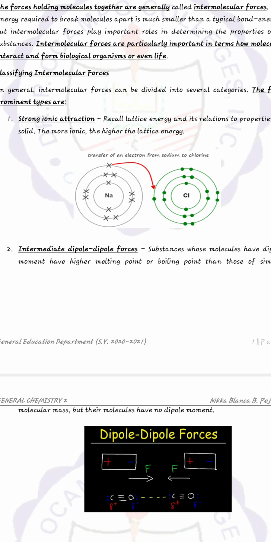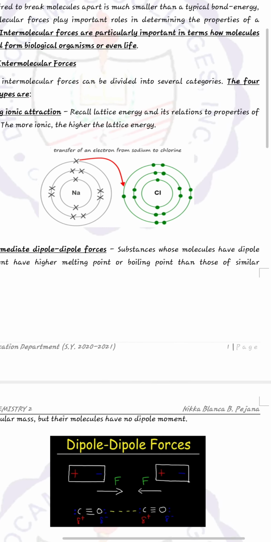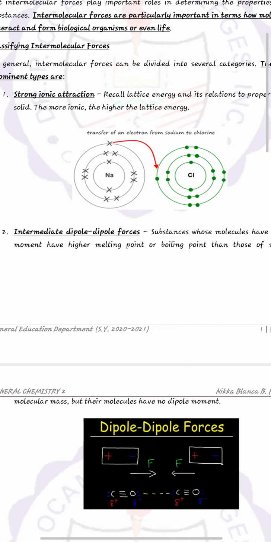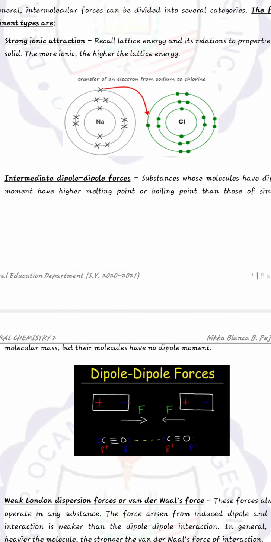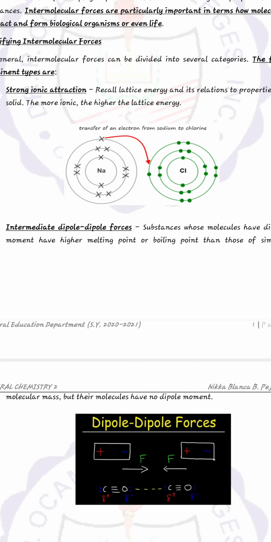Okay? So, meaning to say, for dipole-dipole forces, a substance whose molecules have a dipole moment has a higher melting point or boiling point than those of similar molecular mass whose molecules have no dipole moment. So it is very different from strong ionic attraction, because strong ionic attraction depends on the lattice energy of a certain element. Let's go back to the statement: the more ionic, the higher the lattice energy, while dipole-dipole forces depend on the dipole moment.